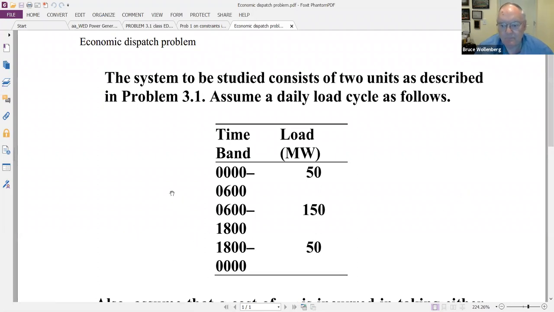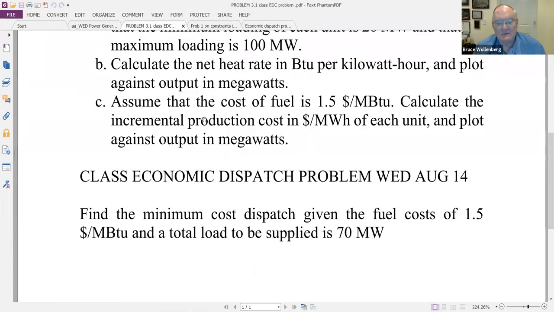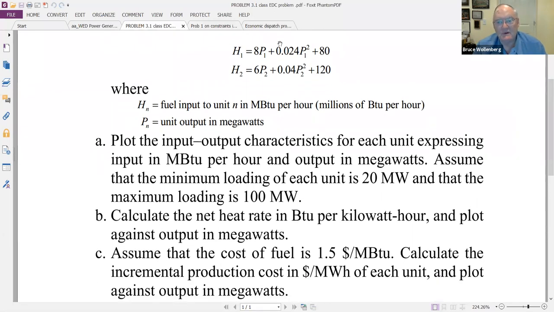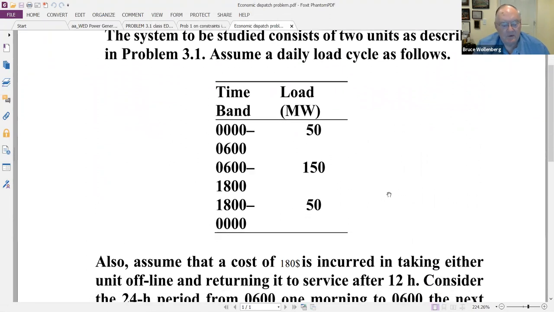In this instance, we have two units, and they're actually the two units that we described this morning. So we know the functions, and we know that they go from 20 to 100 megawatts. But we have a load, and I'm going to draw the load, and I'm going to look at it on the paper over here.